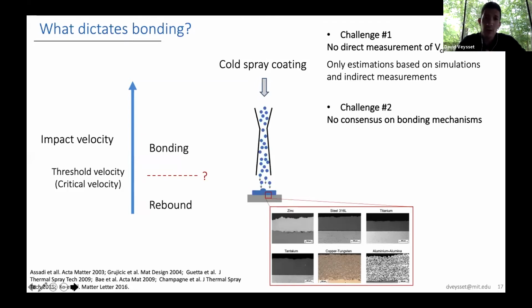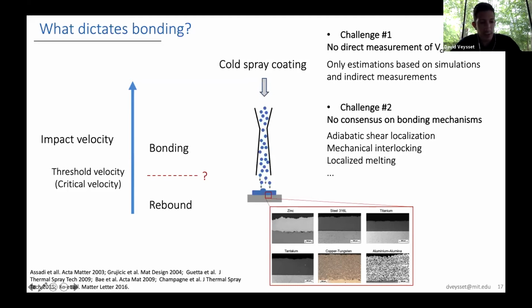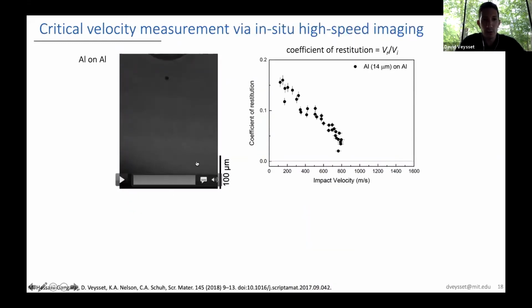Because of the lack of direct measurements of this critical velocity, there hasn't been a consensus on the bonding mechanism. So what causes the particle to stick and not keep on rebounding? A lot of different hypotheses have been put forth, including adiabatic shear localization, mechanical interlocking, or localized melting, or a combination of those to explain bonding. So this is the problem that we decided to tackle. To do so, first we aim to identify this threshold velocity.